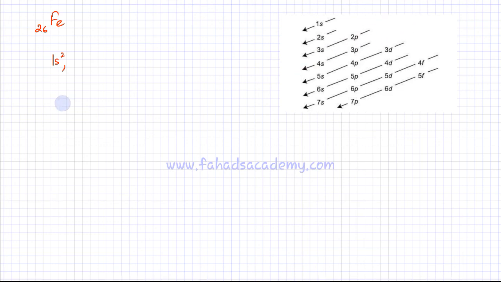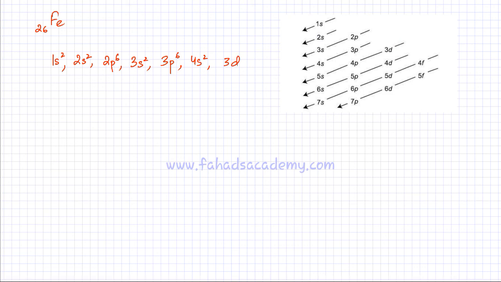So 2 electrons in the 1s subshell, 2 electrons in the 2s subshell. Then after that, I would have 6 electrons in the 2p subshell. Remember, there are 3 orbitals in the 2p subshell, each accommodating 2 electrons, which would make 6 electrons. After 2p, I have the 3s, then 3p, then 4s. So there would be 2 electrons in the 3s subshell, followed by 6 electrons in the 3p subshell. After which there would be 2 electrons in the 4s subshell, and after 4s I would be left with the 3d subshell.